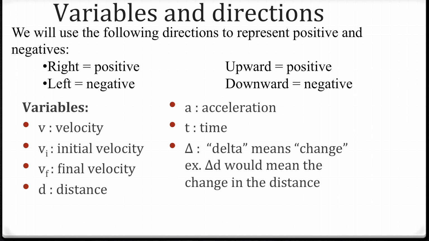So if a car started from rest and ended up going 70 miles per hour, the initial velocity would be 0 because it's at rest, and its final velocity would be 70 miles per hour because that's what it's going at the end of the scenario. A d would stand for distance, or you also can use it as displacement. a is acceleration, t is time, and this triangle stands for delta, which means change. So if it said delta d, it would mean change in the distance. Just make sure you learn these. I'm not going to quiz you with matching sections or anything like that, but you need to be aware of what they stand for when working out your formulas.